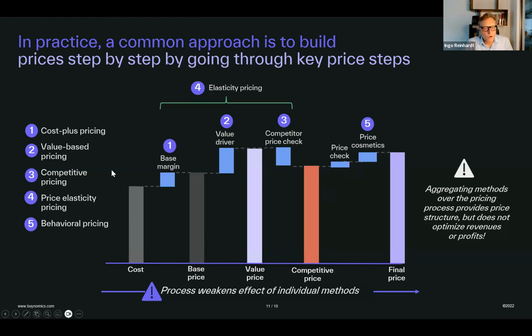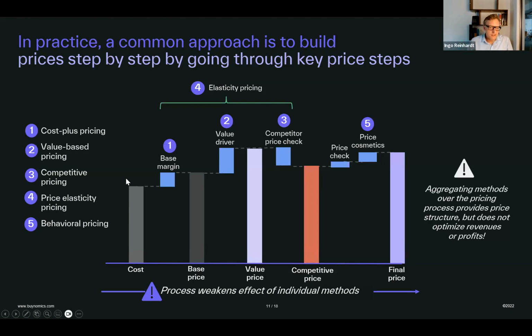I think this is one of the more sophisticated methods. I would say the least sophisticated I've seen is that teams have essentially determined these 4 or 5 prices. So they computed a cost plus price, a value-based price, a competitive price, a price elasticity price, and then just took the average of the 4 and maybe did something with behavioral pricing in the end.